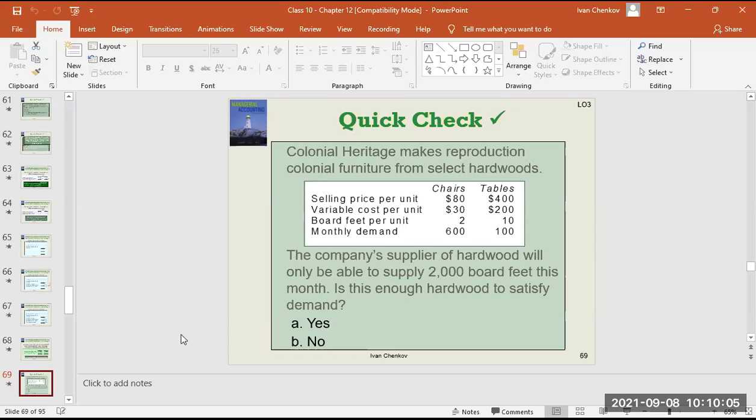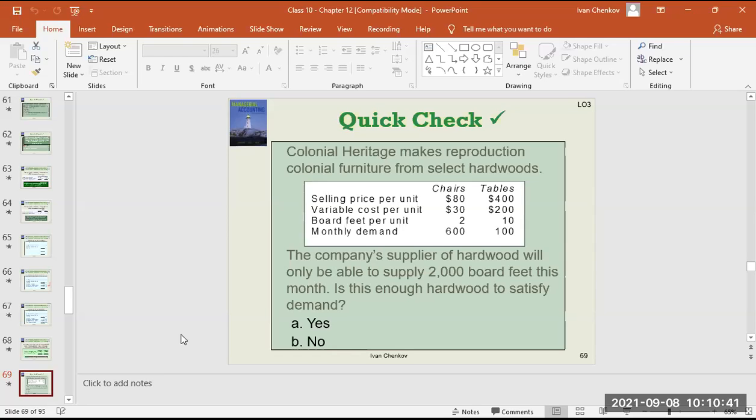Now, the company's supplier of hardwood would only be able to supply 2,000 board feet for this month. Is this going to be enough to satisfy our demand? Well, let's see. For the chairs, we need to produce 600 chairs, but we need 2 board feet per unit. So that means we need 1,200 board feet. That's for the chairs.